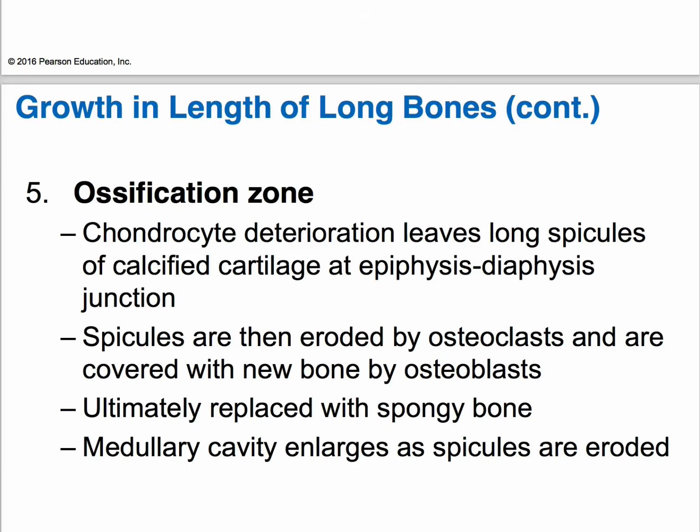So what's going to happen now in this next zone, the ossification zone, is that the spaces from our previous step get invaded by marrow elements from the medullary cavity. Now, the cartilage spicules get partly eroded by the osteoclasts, and then they end up getting quickly covered with new bone, which we call woven bone, by the osteoblasts. Ultimately, it gets replaced by spongy bone. The spicule tips eventually get digested by the osteoclasts. This way, you end up getting a medullary cavity that also grows longer as the long bone starts to lengthen.